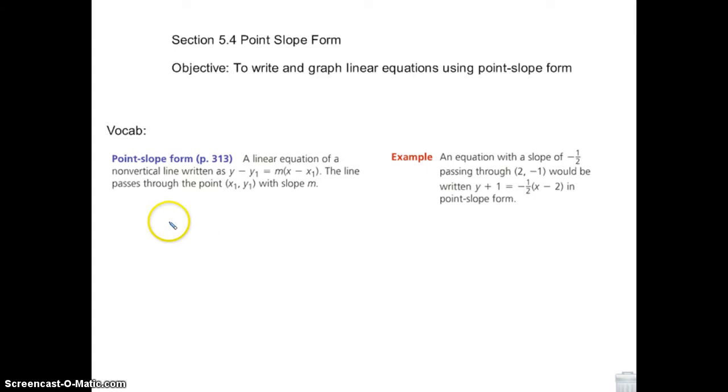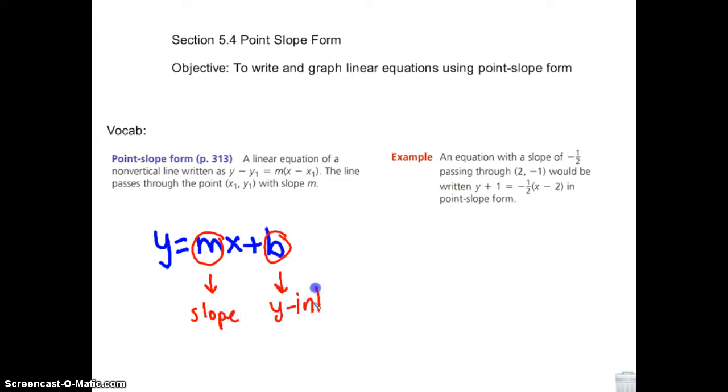Now, previously we've learned about slope intercept form, which is y equals mx plus b. And if you remember this, which we all should because we just talked about it, m is our slope and b is our y-intercept. That's why it's called slope-intercept form.